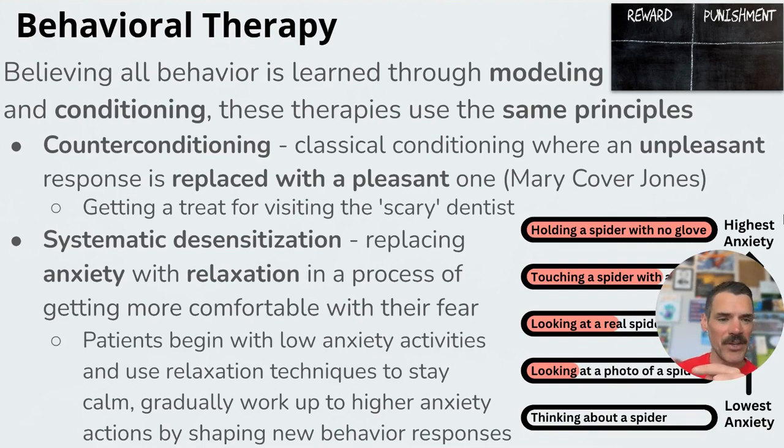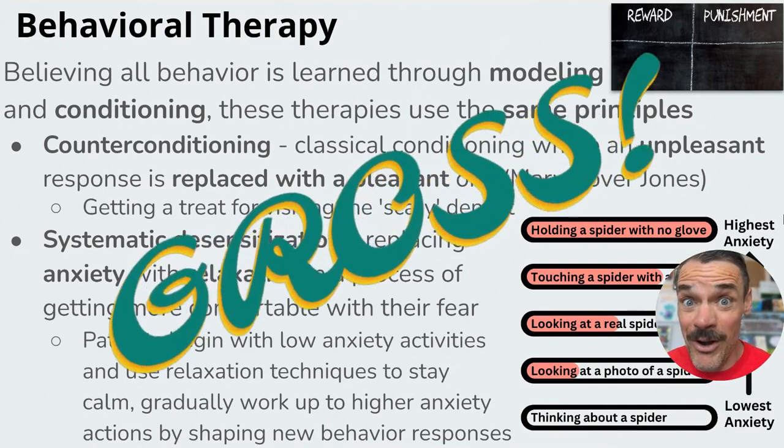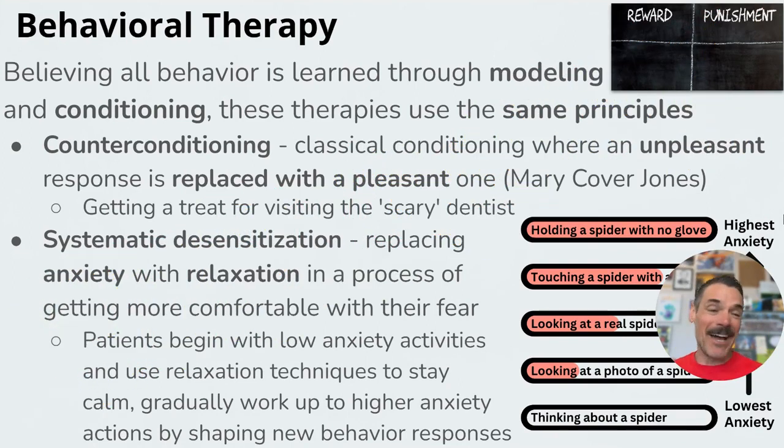So for example, over here I have the lowest anxiety on the bottom. Thinking, if you're scared of spiders, thinking about a spider, anxiety, calm yourself down. Eventually be okay with thinking about spiders. Then step up to looking at a photo of a spider, looking at a real spider, touching one with a glove, maybe touching one with no glove. Gross. I don't like spiders. But that would be a good process for me to go through. So systematic desensitization, step by step.